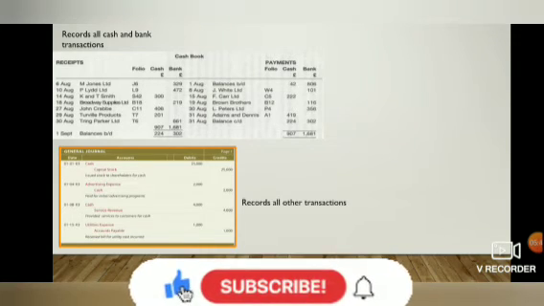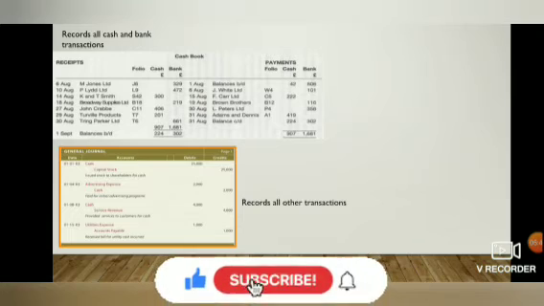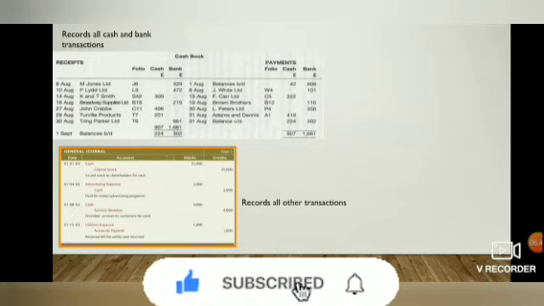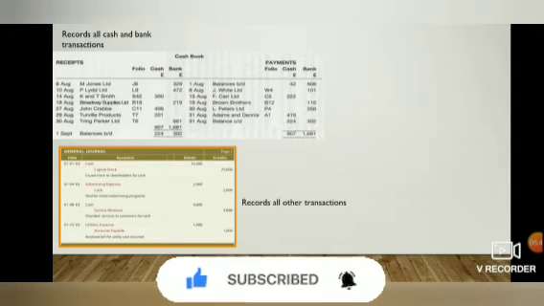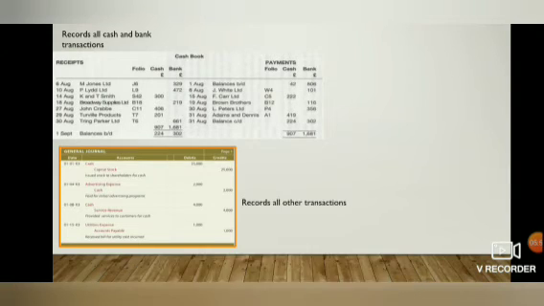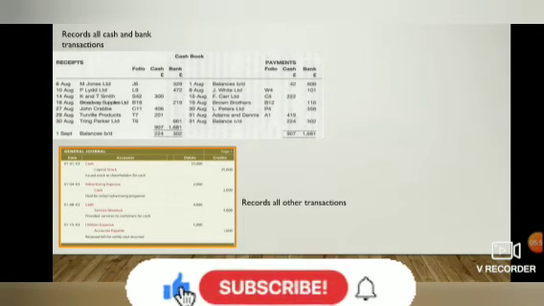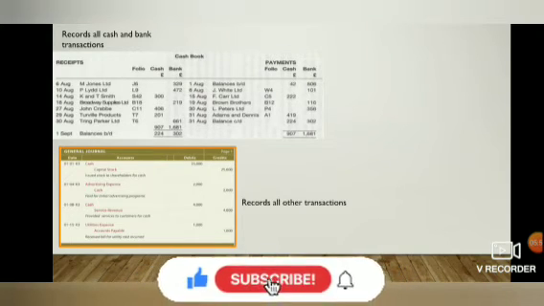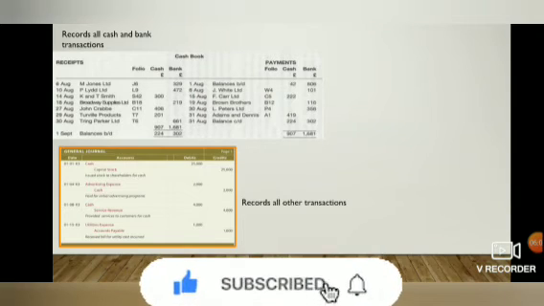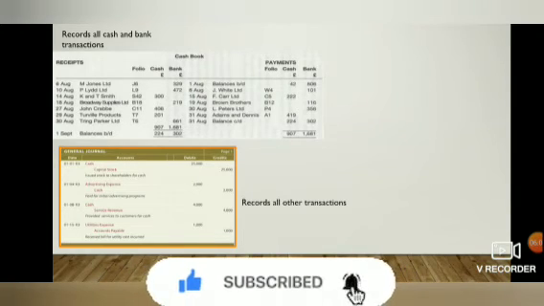Whereas all other transactions that you can't put into the previous books, we record in the general journal. And because the general journal has miscellaneous transactions, usually after each entry we give a small narration, a small summary of the transaction we've recorded, and you can see how this is done in the picture here.